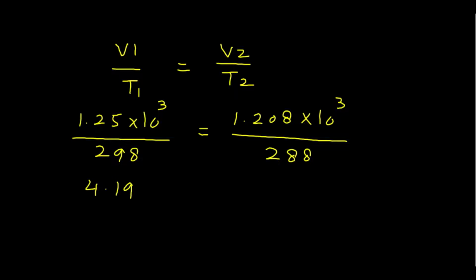4.19. The ratio, that is V upon T, is 4.19. It is a constant value. This value shows that the volume of a gas is directly proportional to absolute temperature according to the Charle's law. I hope this numerical is clear to you.